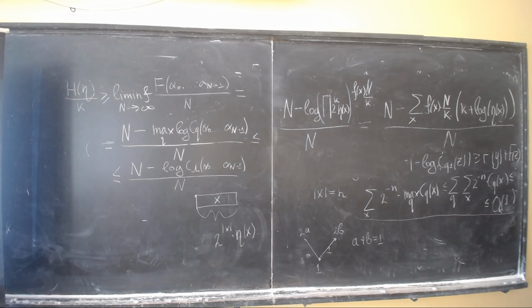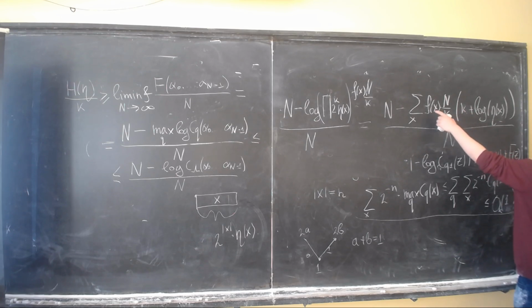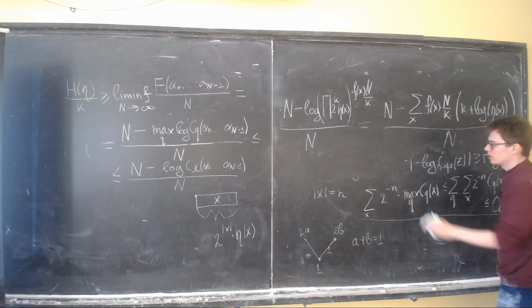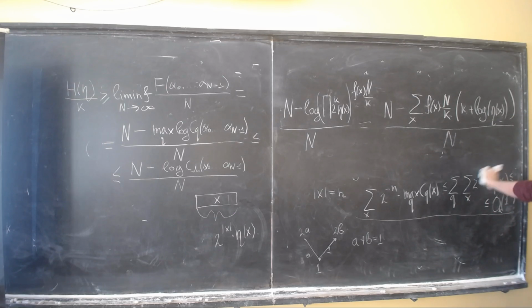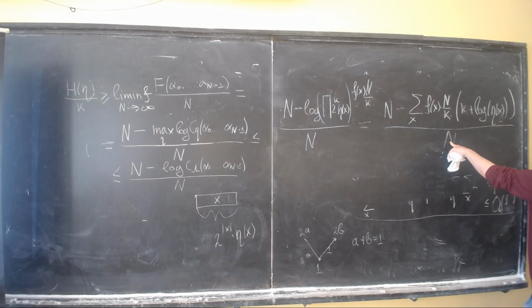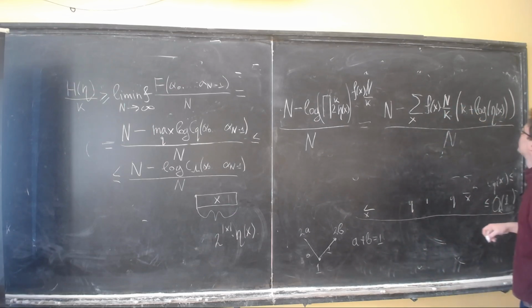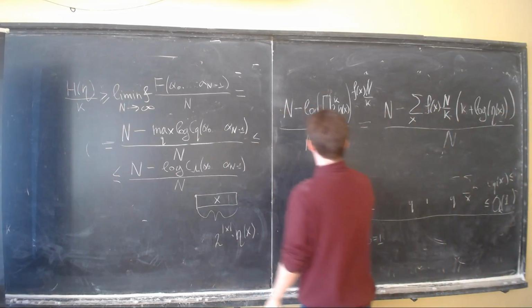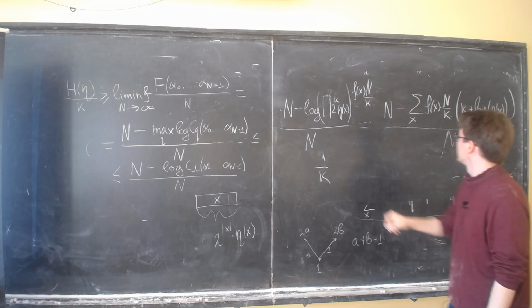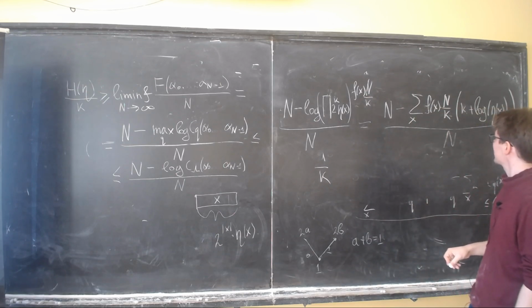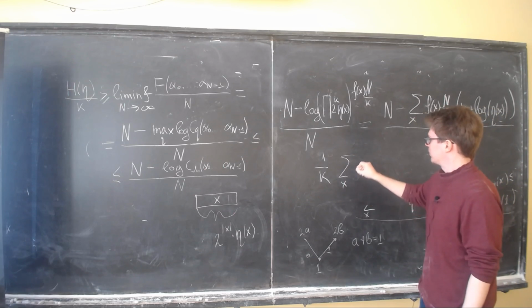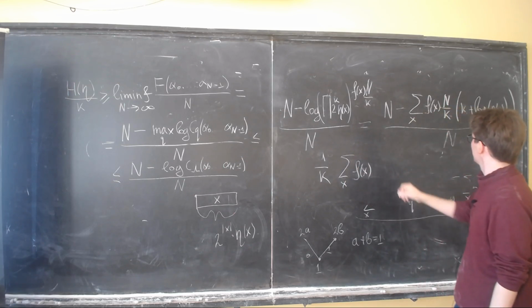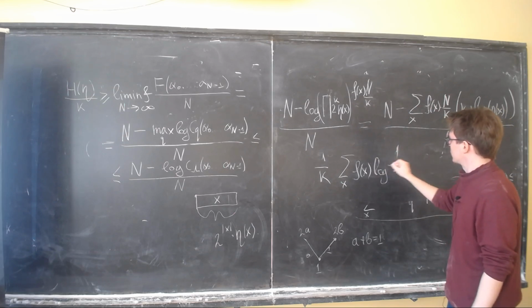Okay, so now this and this cancel out because k cancels out and the sum of frequencies is 1, so n minus n is 0. And here I have something which resembles entropy. Namely, this n and this n cancel out, so I have 1 over k, and then the sum over all x's of the frequency of x multiplied by log 1 over eta of x.